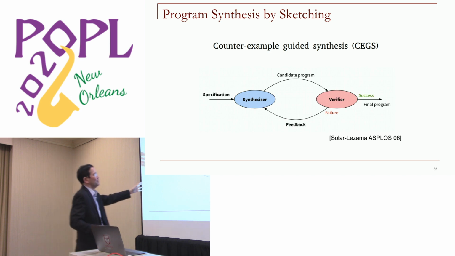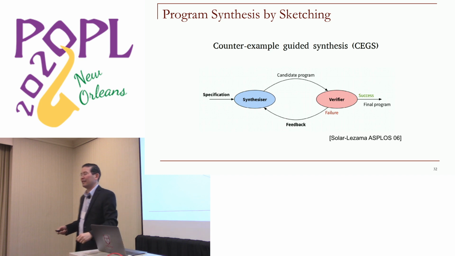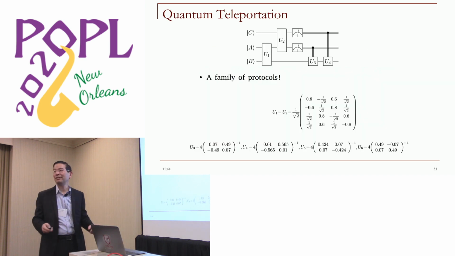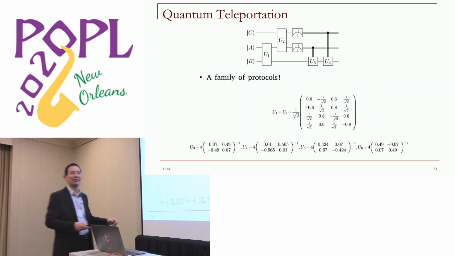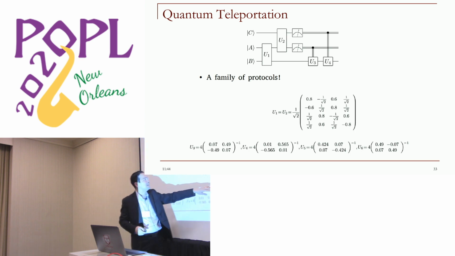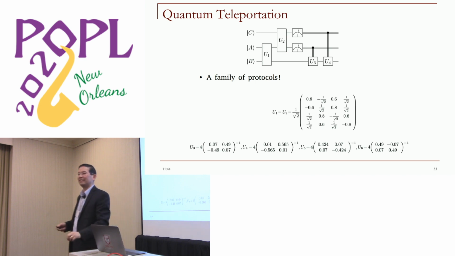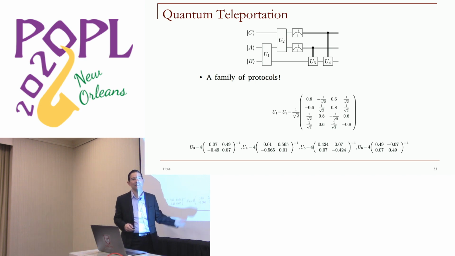And there are better ways of doing this. You can have some feedback that makes a synthesizer not random. This is an example that actually Yurnong also made, which is synthesizing quantum teleportation from a sketch. And what's interesting about it is that it's not the kind of program that a human would have made, right? It's not so intuitive, actually.